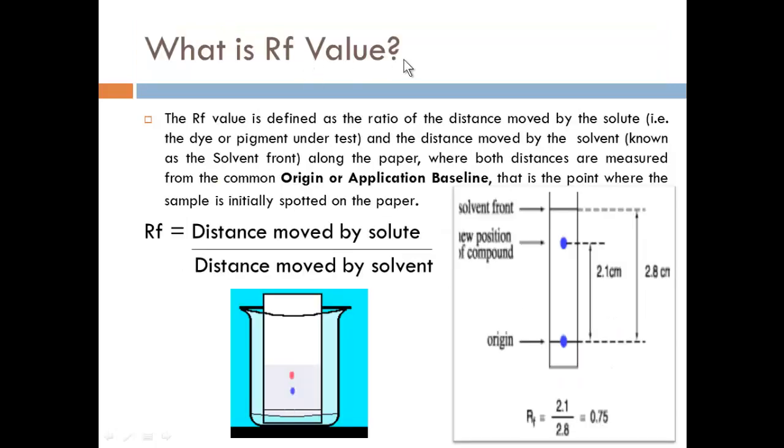What is RF value? RF value is defined as the ratio of the distance moved by the solute and the distance moved by the solvent. RF is equal to distance moved by the solute divided by distance moved by the solvent.